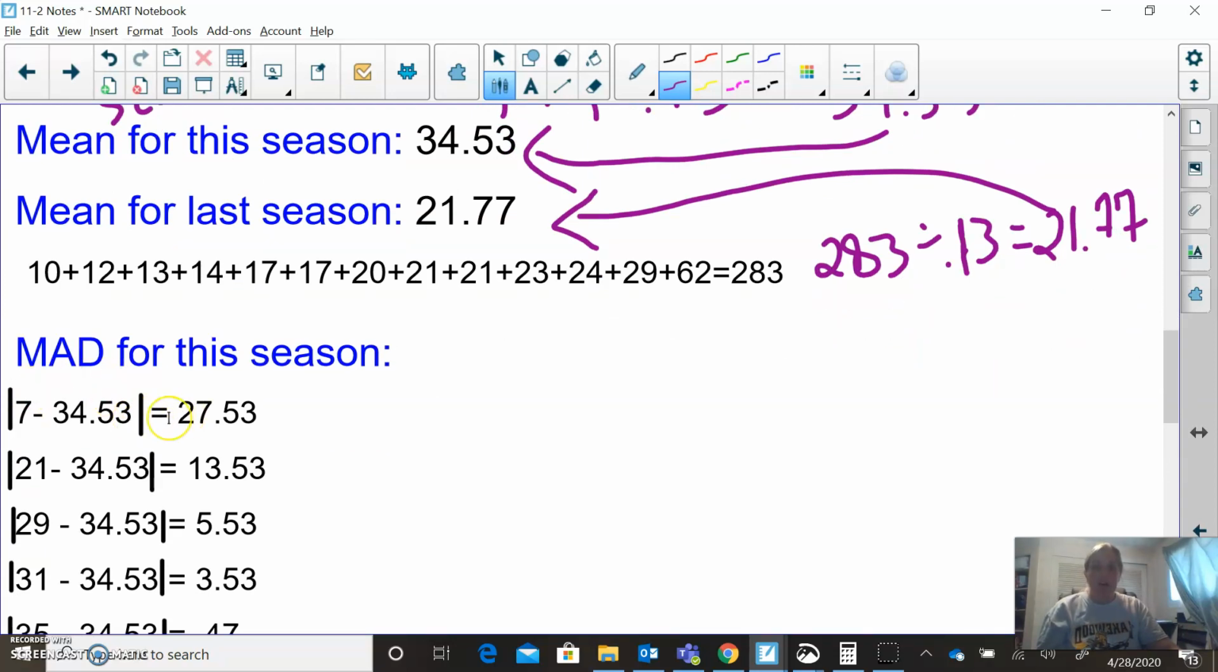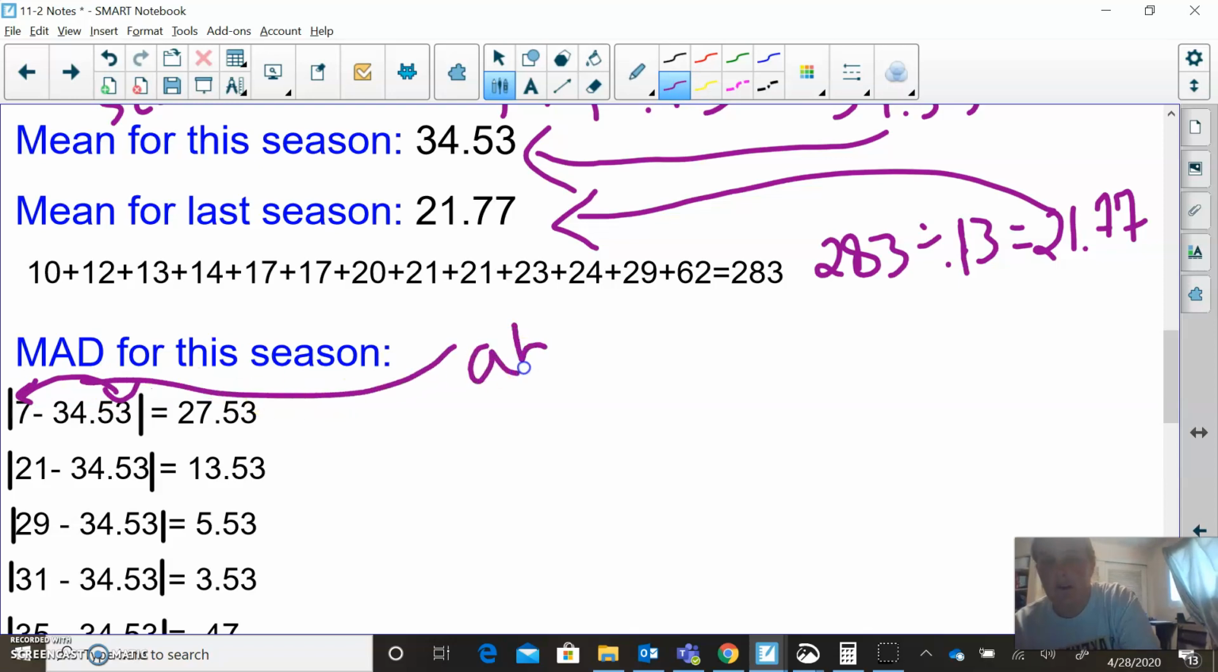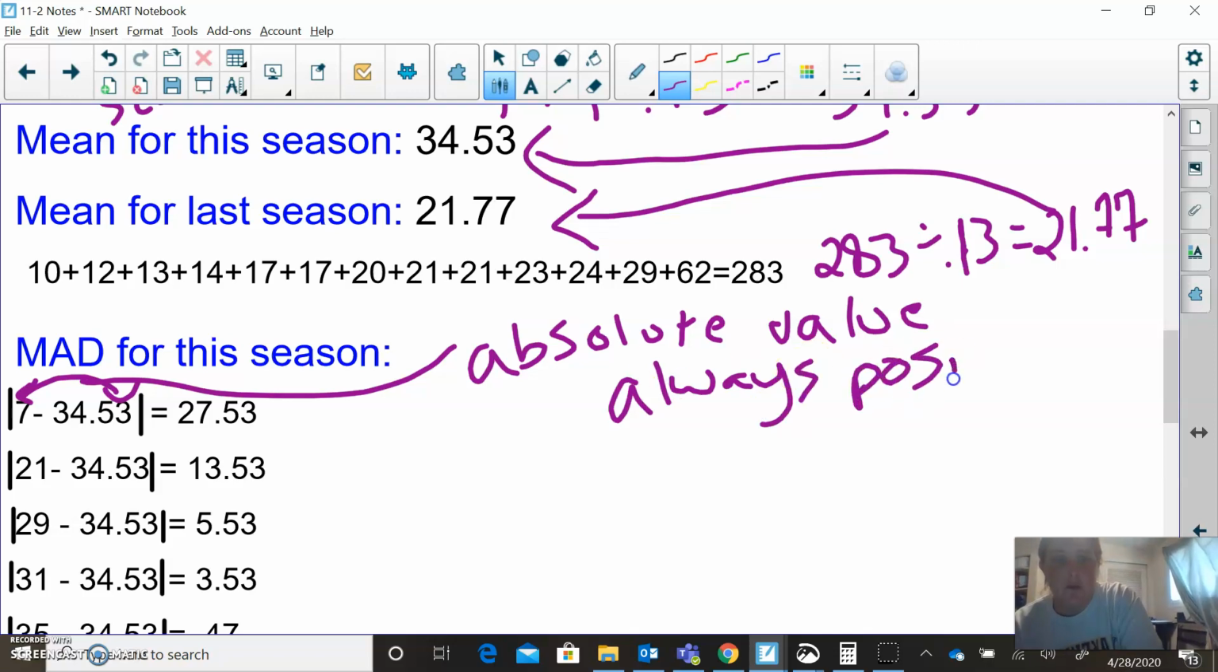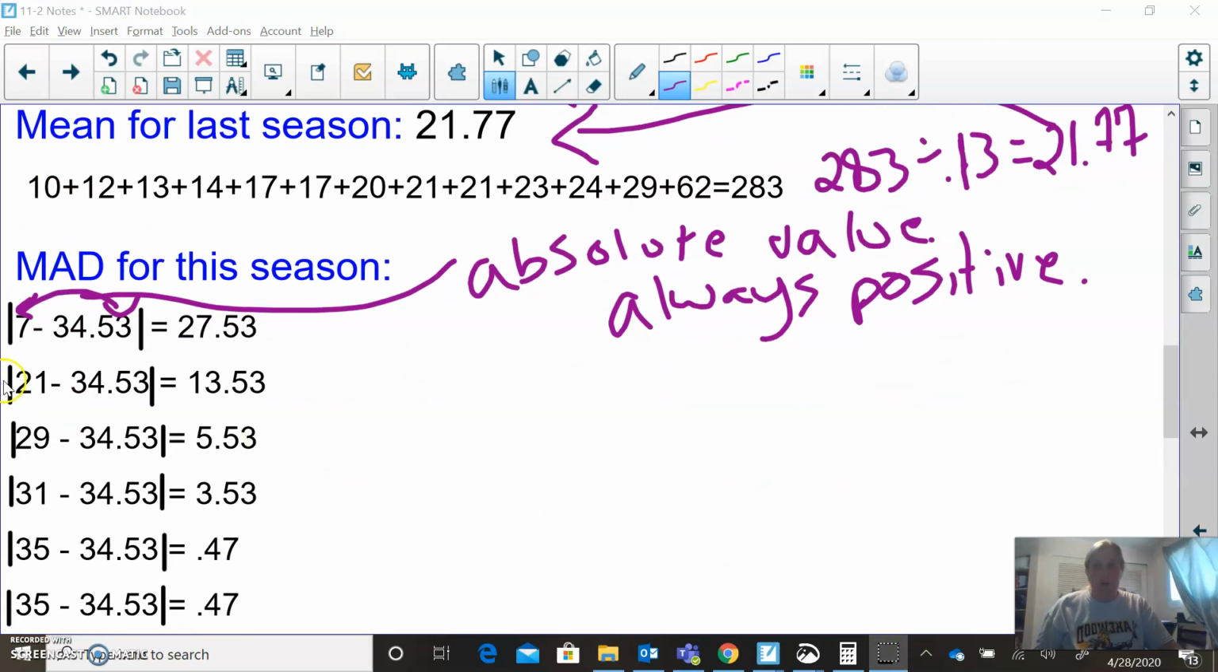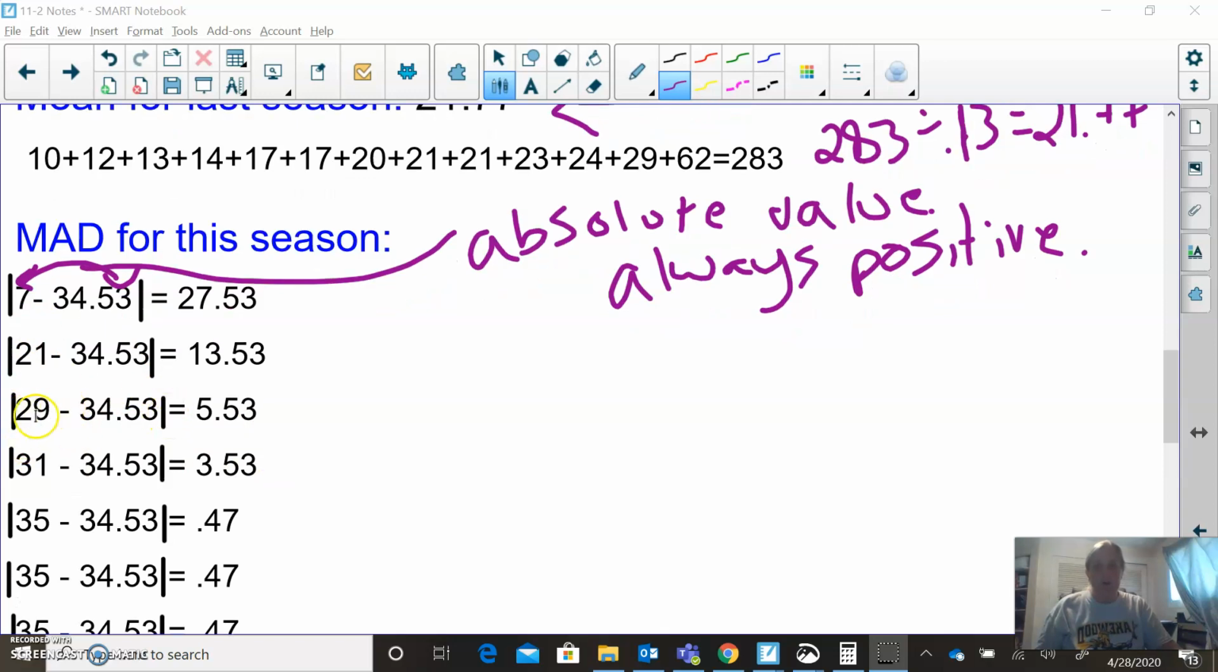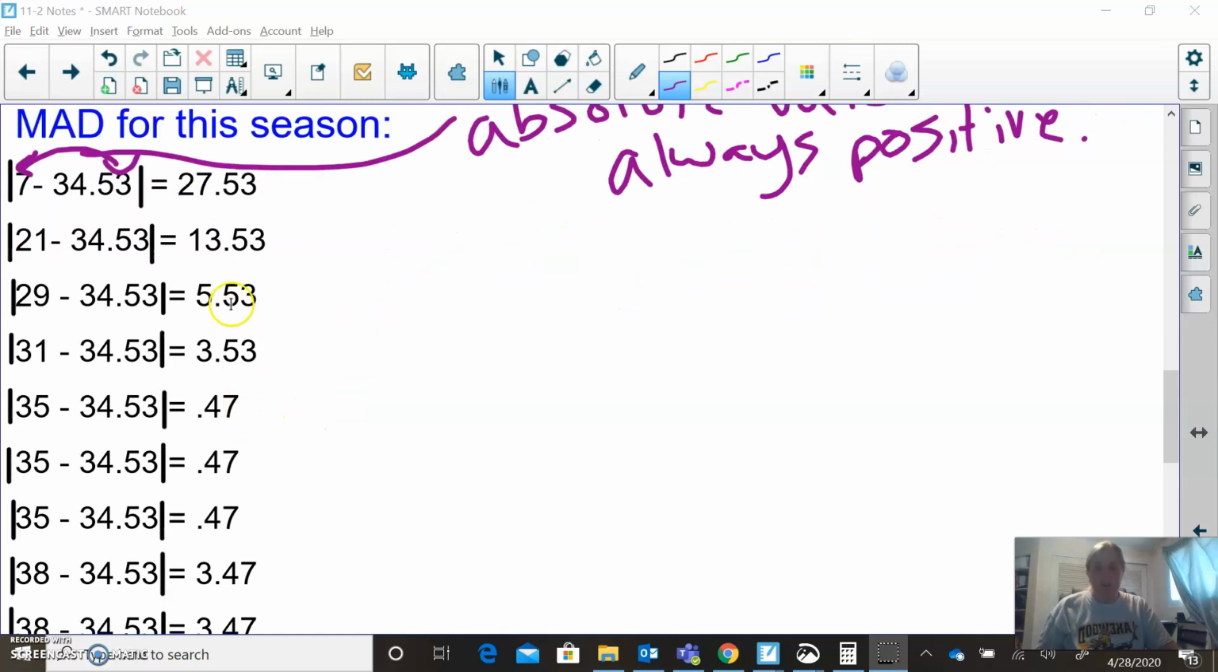Okay, these two bars right here that you see on the ends, that means absolute value, and it's always positive. It does not matter, okay? 7 subtract 34.53 actually gives you negative 27.53. Because it's absolute value, it's always positive. Always, always positive. So every single one of these has two bars on the side. You see, okay?